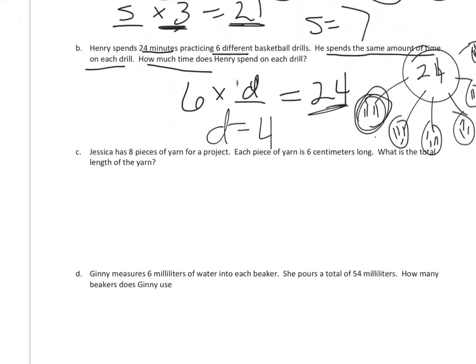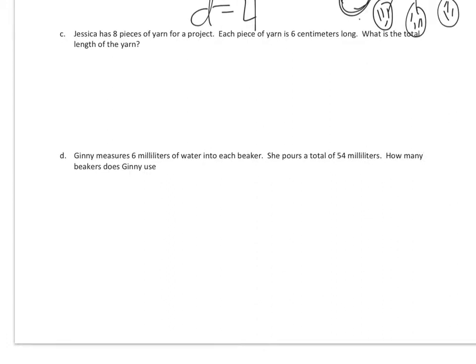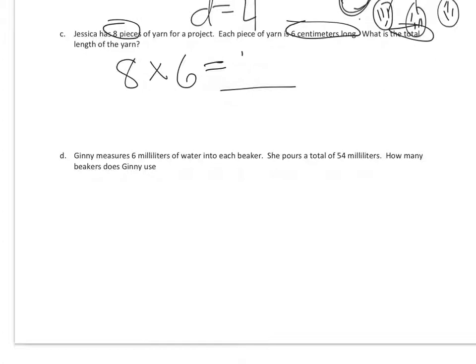Okay, we're going to move on down to C and D. Let's look at number C. Jessica has 8 pieces of yarn for a project. So there's 8. We're going to circle that number. Each piece of yarn is 6 centimeters long. What is the total length? We now are looking for the total. We don't know what that is. So 8 pieces of 6 centimeters equals how many total? That's what we've got to find out.